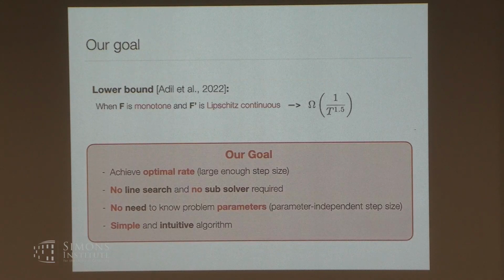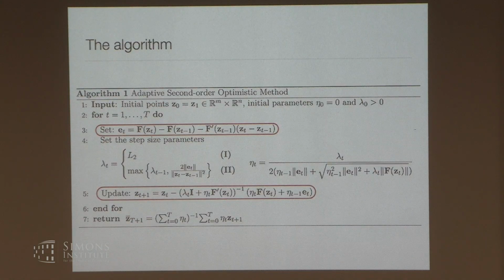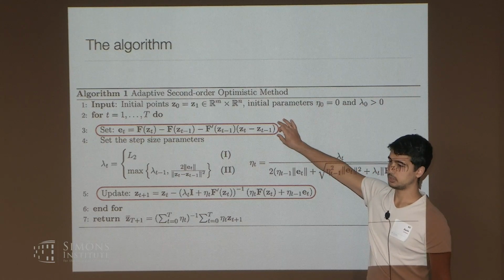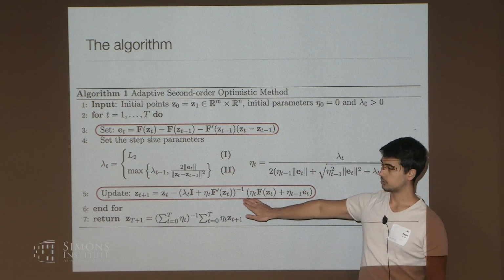Okay, so just to go over the goals, we want to be optimal, with no line search, no subsolvers, a simple algorithm, and I don't want to know any parameters of the algorithm. So here's the algorithm that we have. At every iteration, I'm going to compute my prediction error at the previous case. And then let's forget what happens here. And then I'll just do the step as I described before.